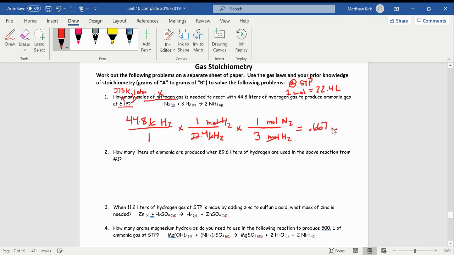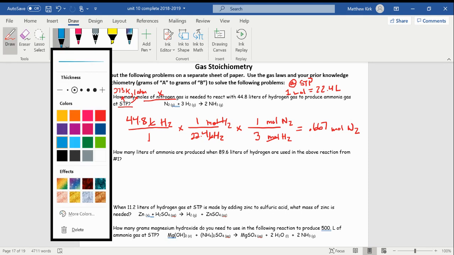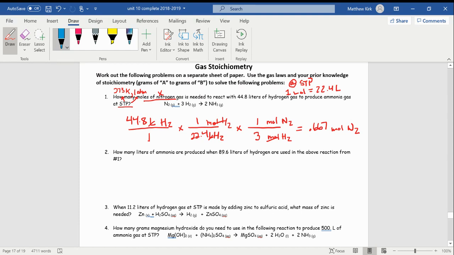0.667 moles of N2 would be our final answer. So again, you can see at STP, life is a little bit easier. But let's try this next one.